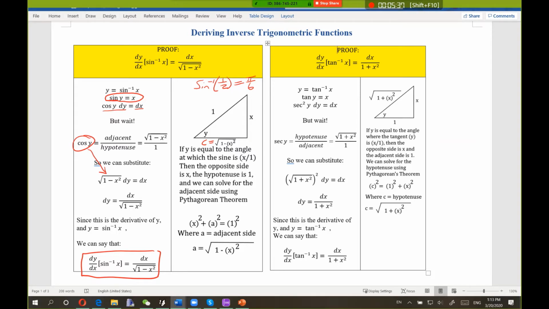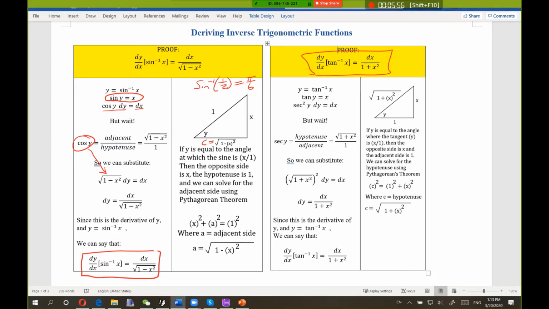So next one, same idea. I'm going to derive the arctangent. So if I derive the arctangent, my first step is to take the tangent of both sides. That'll leave me with the tangent of y equals x. Then I can derive both sides. If I derive the tangent of y, I'll get secant squared y dy equals dx.